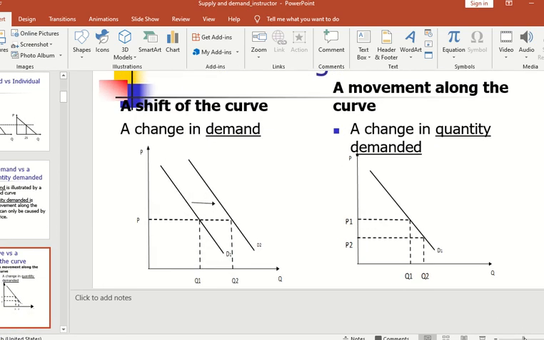On the right-hand side, what we see here is what we call a change in quantity demanded. We start out with price P1, the initial price. For some reason the price drops to P2. You can see that at P1 initially the quantity demanded is Q1. As the price drops to P2, the quantity demanded increases to Q2. So we have a rightward movement along the demand curve, and this is what we call a change in quantity demanded. We do not call this a change in demand. It is caused by one thing, a change in the price.